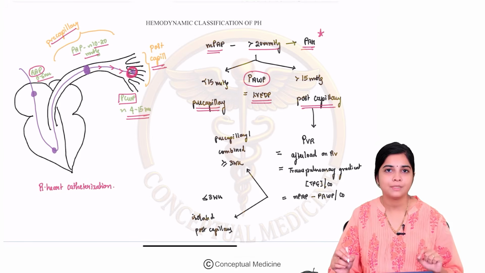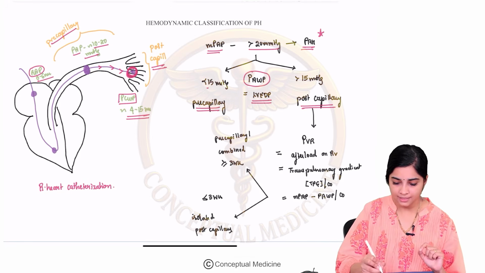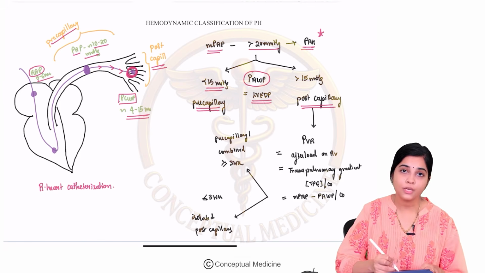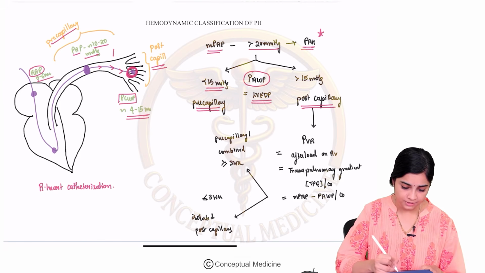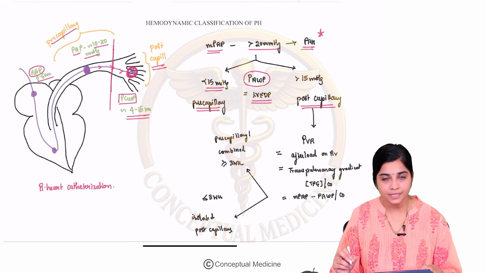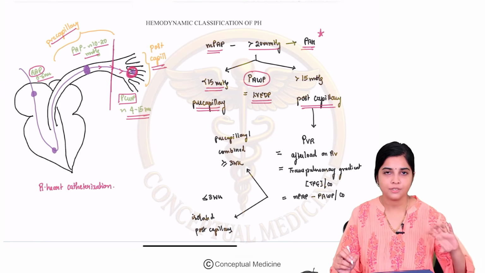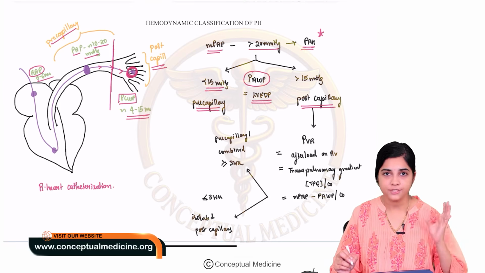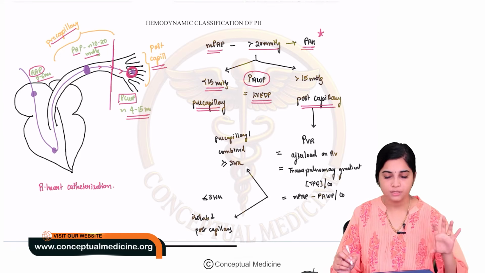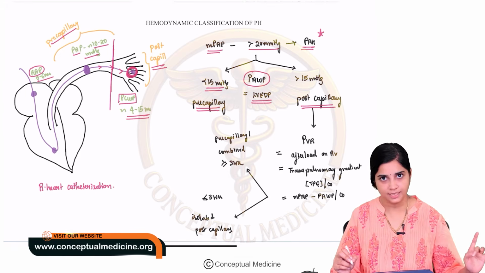So in pre-capillary pulmonary hypertension, the pulmonary artery wedge pressure is less than 15. It is not going to be affected. So any cause of pulmonary hypertension up to this point, right? So pulmonary arterial hypertension or pulmonary hypertension due to any other problems up to the pre-capillary portion, the pulmonary artery wedge pressure will be less than 15.